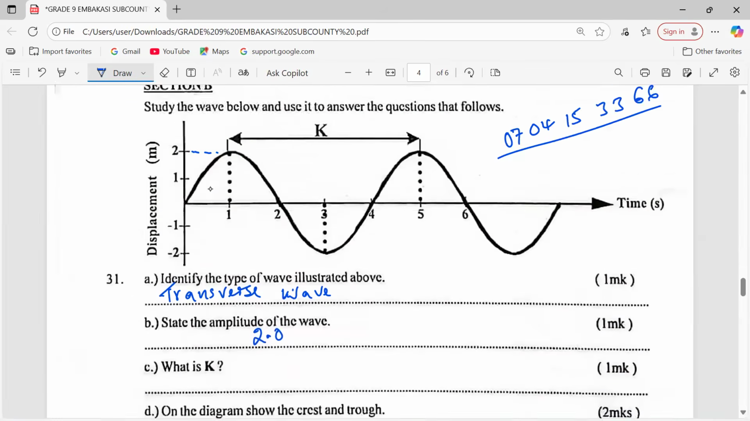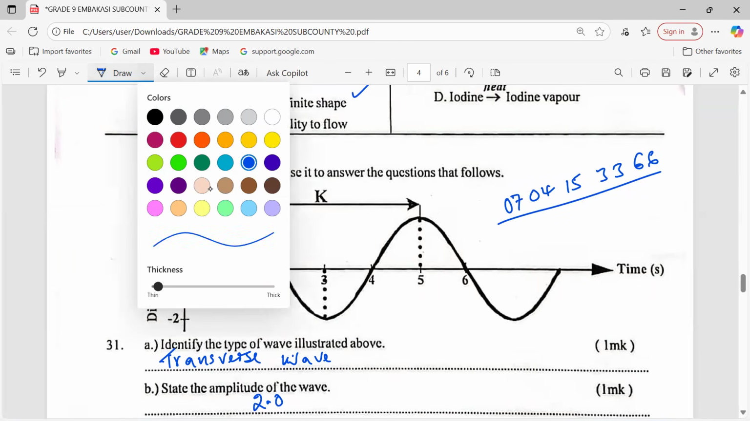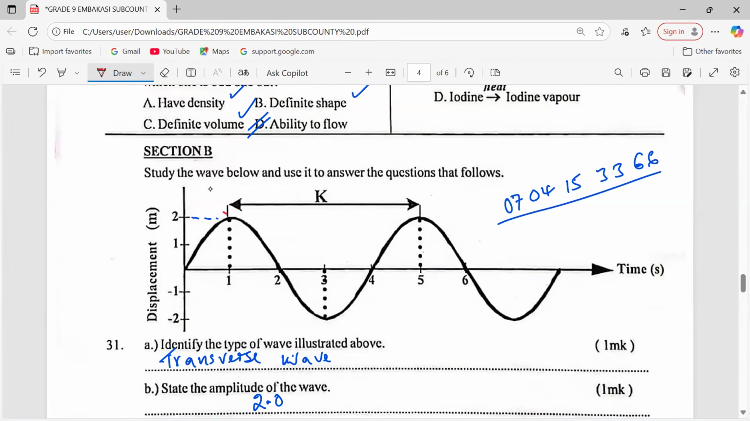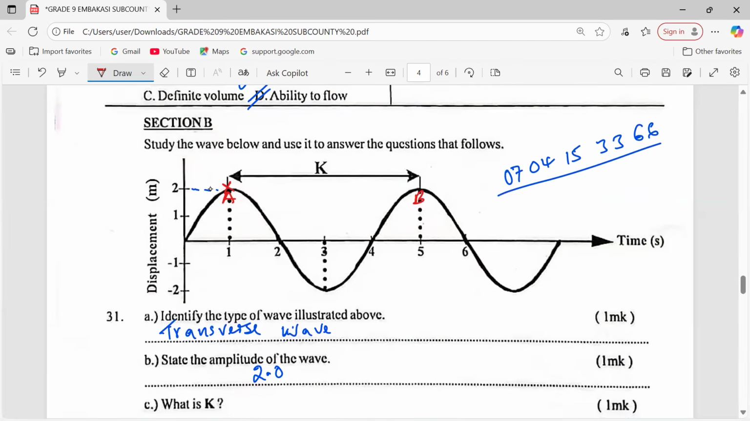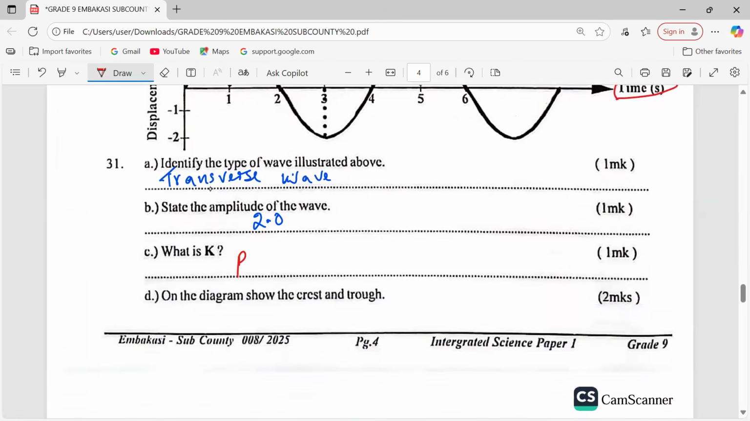What is K? Let's get to K. What are you able to interpret from here? This is a complete oscillation, as you can see. If a particle starts moving from this point A, by the time it is at point B, it is said to have covered a complete oscillation. And what is within this complete oscillation? Is it time? Yes. Then the time taken to cover a complete oscillation is called period T.